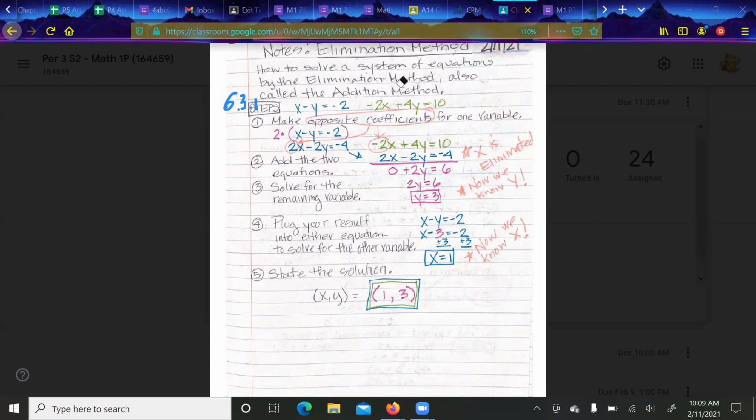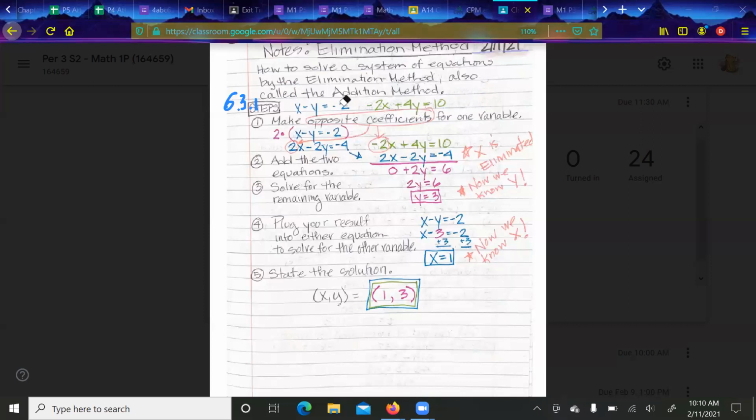So we're going to write these two equations down, and they are color coded here. If you want to use colors, that's always nice to see colors on your notes. x minus y equals -2 is our first equation. And then negative 2x plus 4y equals 10 is our second equation. Two different colors. All right, we want to make opposite coefficients for one variable.